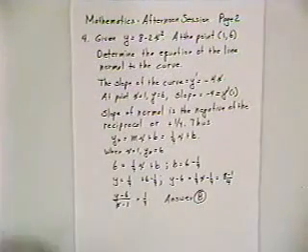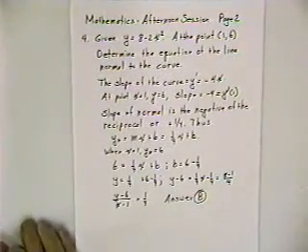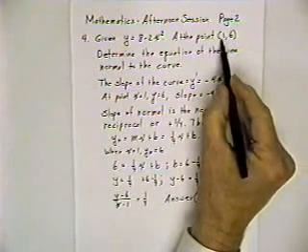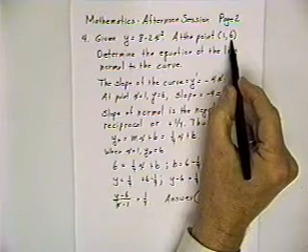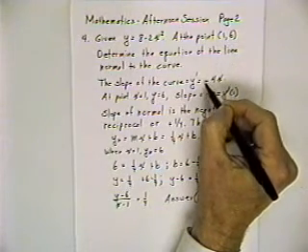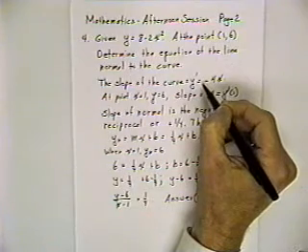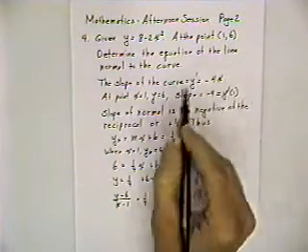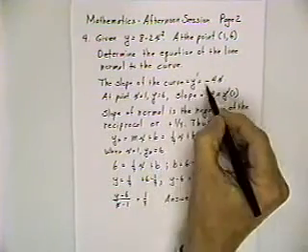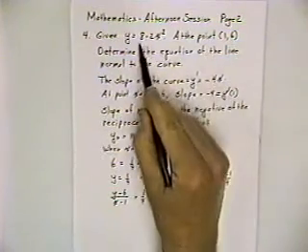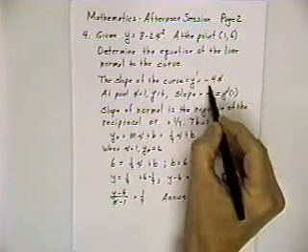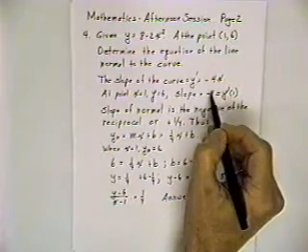You're given an equation, y is equal to 8 minus 2x squared, and at the point x equal 1, y equals 6, you're determining the equation of the line normal to that curve. Aha, normal to the curve. The slope of the curve, y prime, is just equal to minus 4x. That comes from just differentiating this equation up here. Minus 4x is the first derivative.